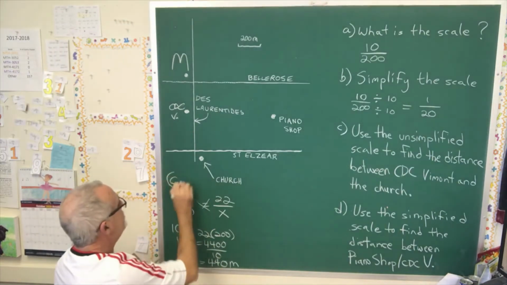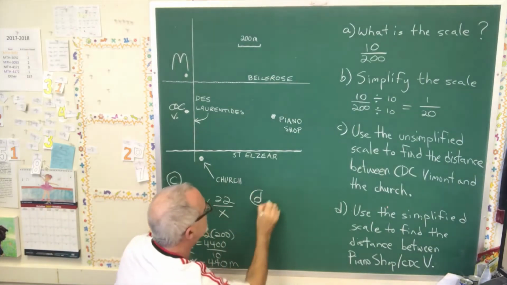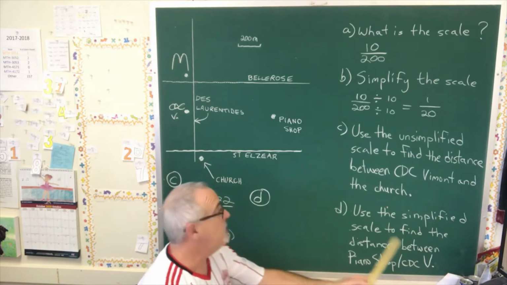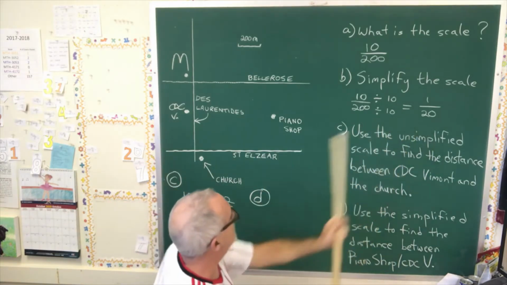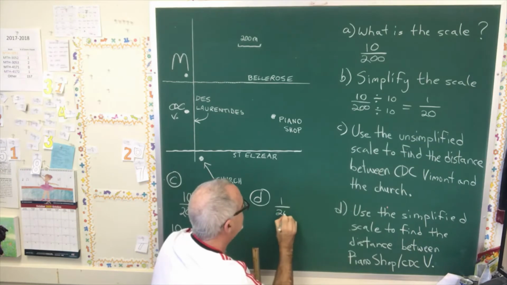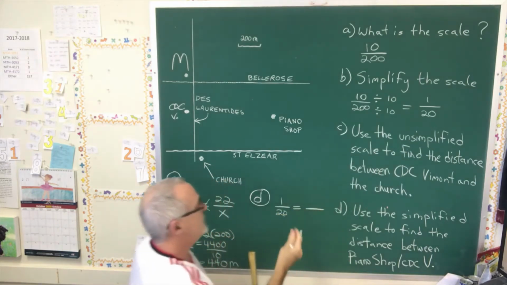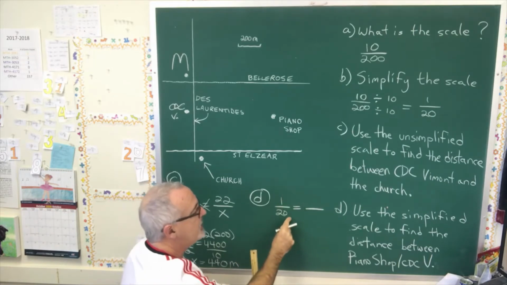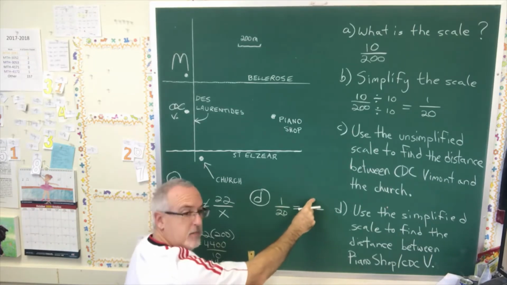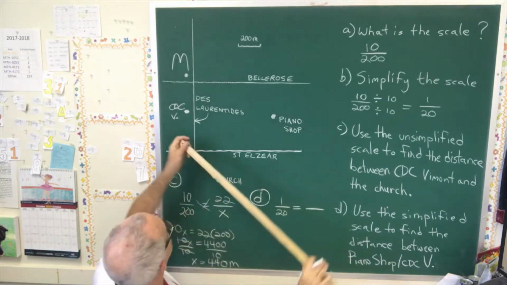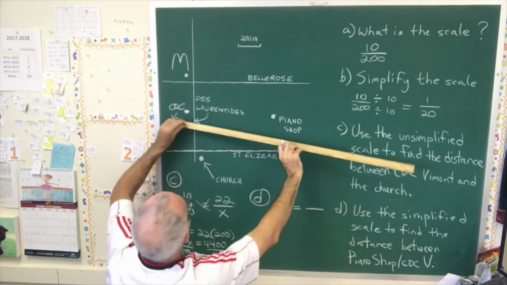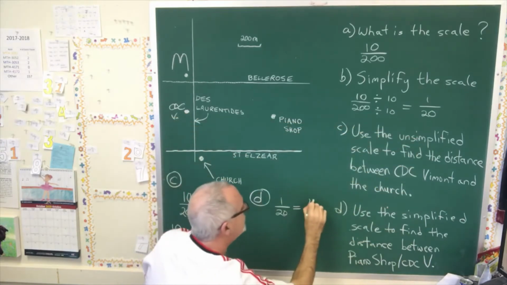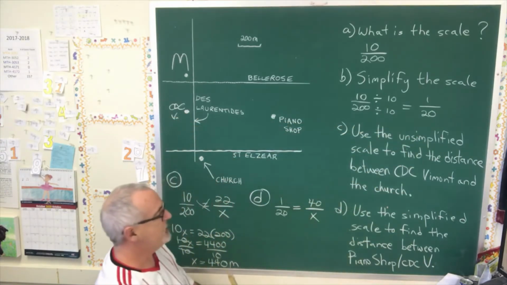That was C. Now for D, we're measuring a different distance, which is between the piano shop and CDC Vimo, but we're using the simplified scale, 1 over 20. So I put the simplified scale on the left. It still has centimeters on the top, meters on the bottom. So I'm going to put centimeters on the top on this side, and I'm measuring in centimeters between CDC Vimo and the piano shop, and I'm getting 40. X goes in the last remaining spot.